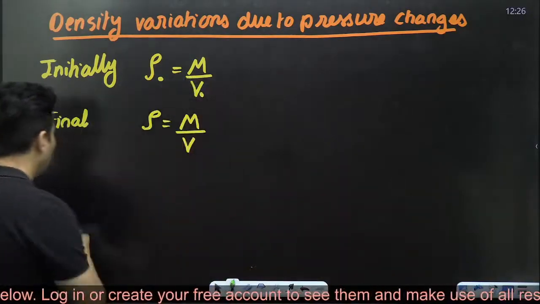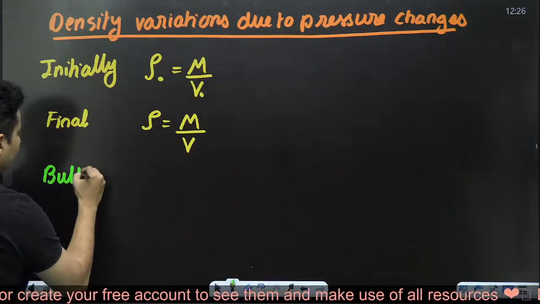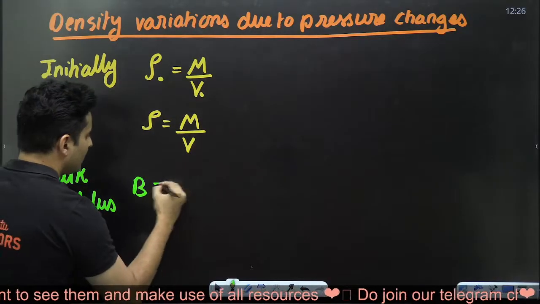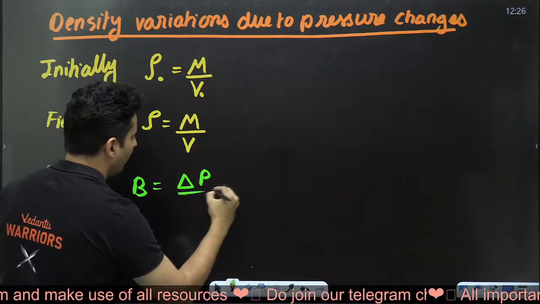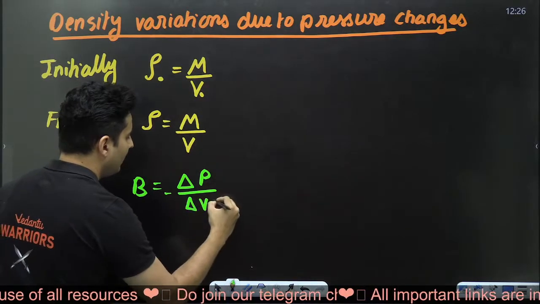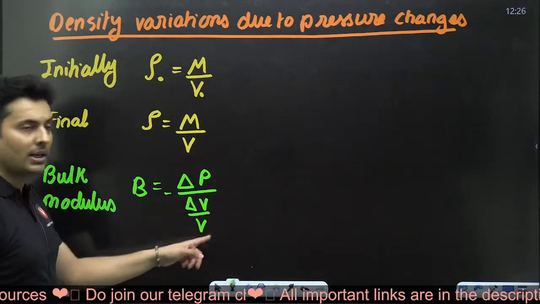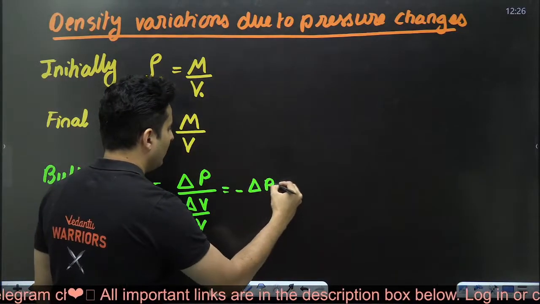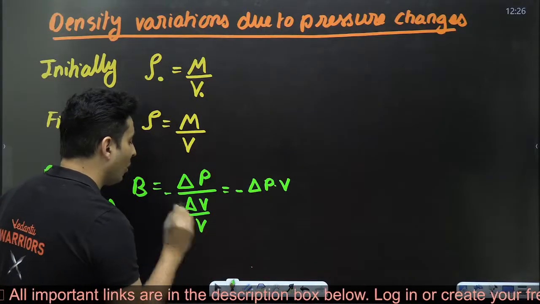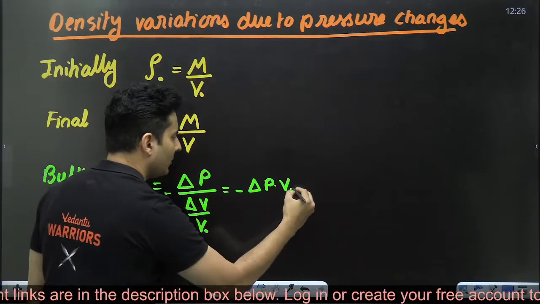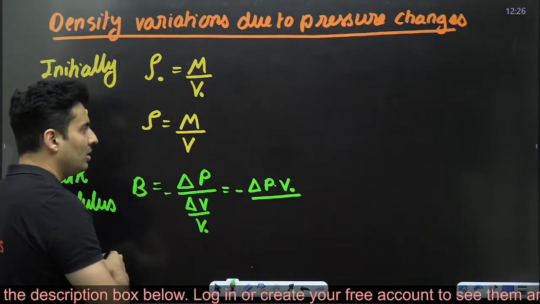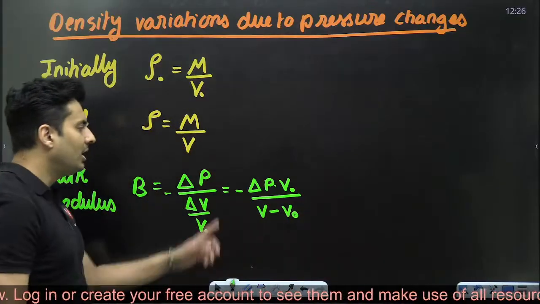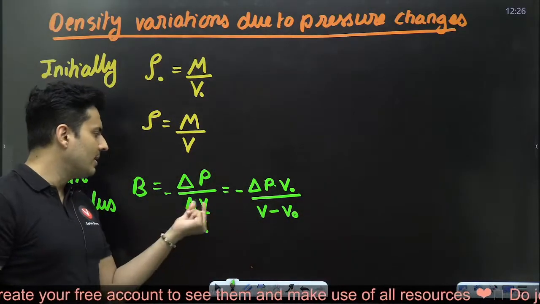So for that, let's bring in bulk modulus. The bulk modulus B is nothing but the negative of the change of pressure upon delta V by V. Let's take V on the top for convenience sake. So minus delta P into V, but this V is the original volume, so I'll put V naught over here, and change in the volume is final minus initial, so V minus V naught. Final minus initial is delta V.